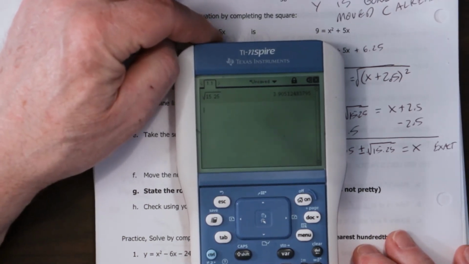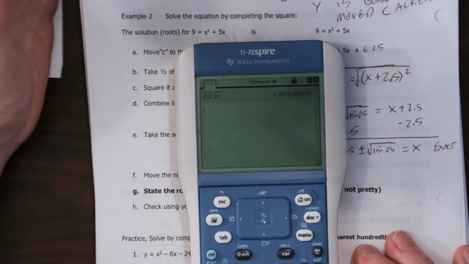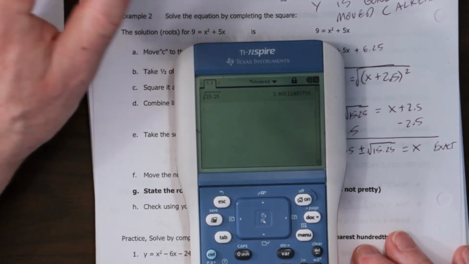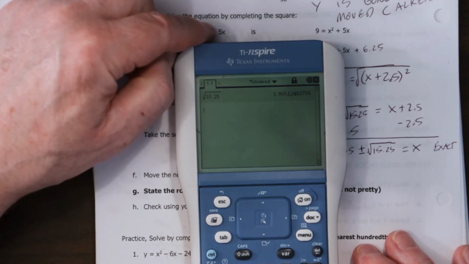It's 3.90512483795. Okay, which means it's irrational. You can see that's not a repeating decimal. It's not like 0.33333333, that sort of thing. So this is an irrational number. That's why we're rounding it to the nearest hundredth.